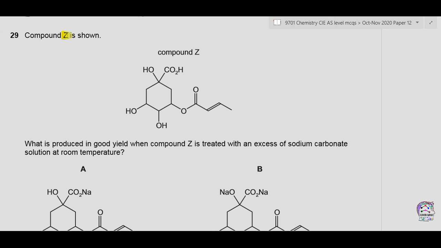Question 29. Compound Z is shown. We can see this is compound Z. What is produced in good yield when compound Z is treated with excess of sodium carbonate solution at room temperature? Let's look into the structure of compound Z. We have carboxylic acid functional group, alcohol functional groups, ester functional group, and alkene functional group present. Among these functional groups, only carboxylic acid reacts with sodium carbonate to form the product.